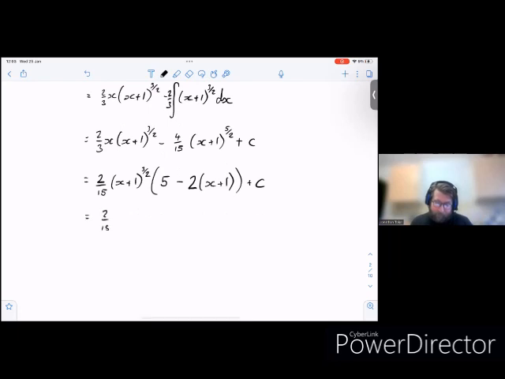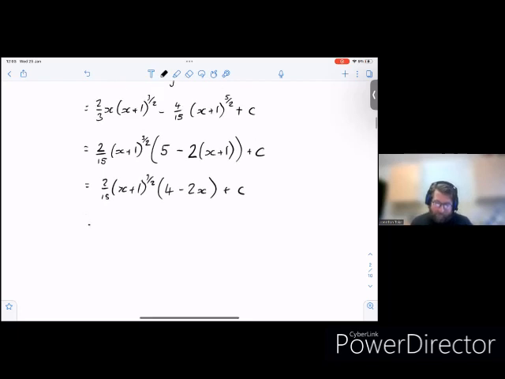So this is 2/15ths, x plus 1 to the 3/2. 5 minus 2x minus 1 is 4 minus 2x. And we've got another factor now of 2 that we can take out. So let's do that. We get 4/15ths, x plus 1 to the 3/2, 2 minus x.